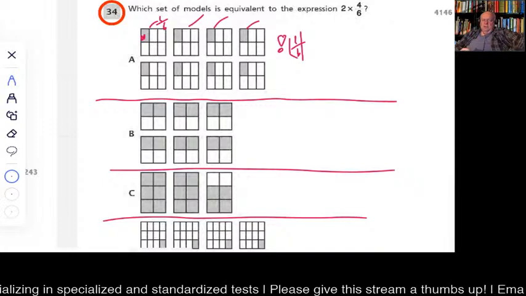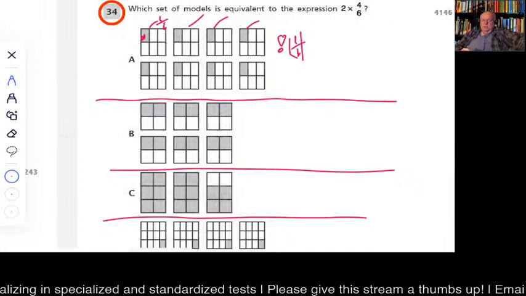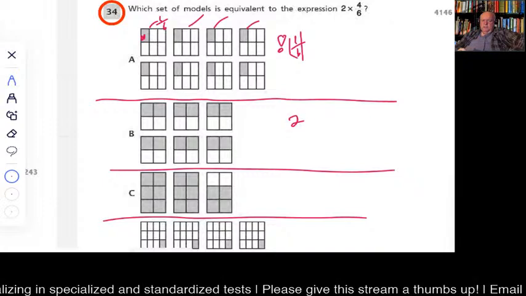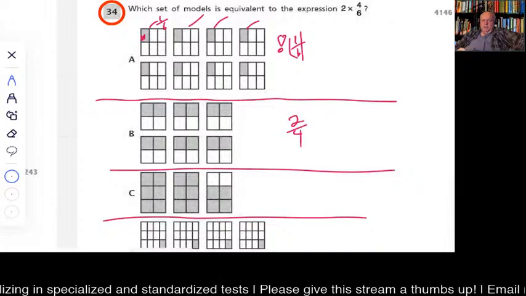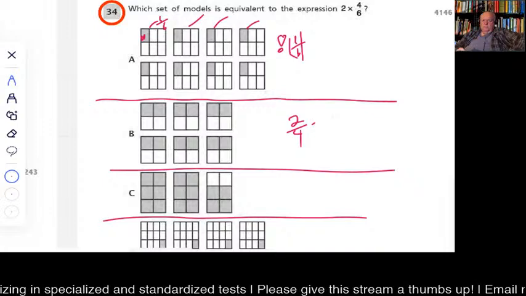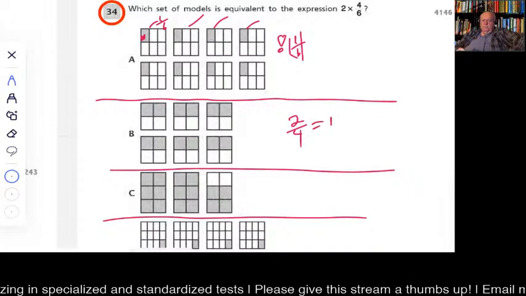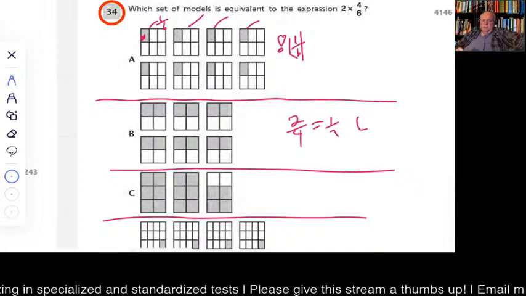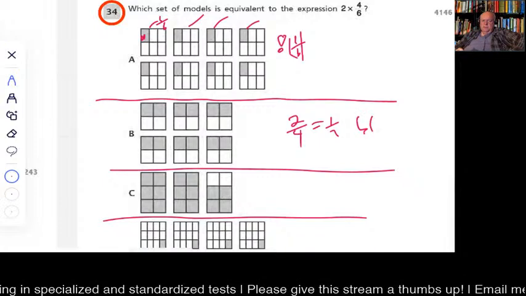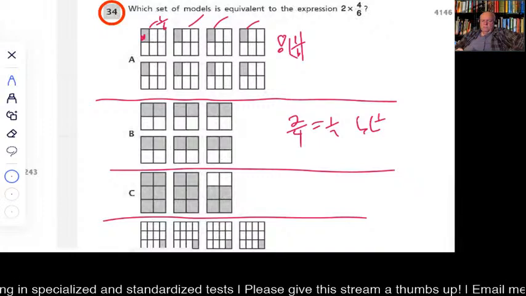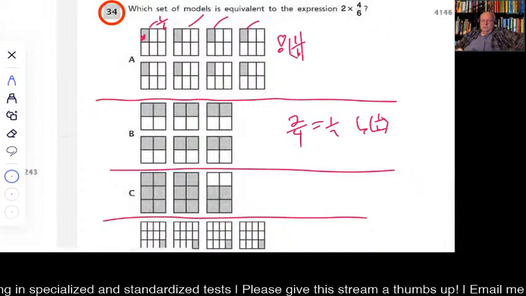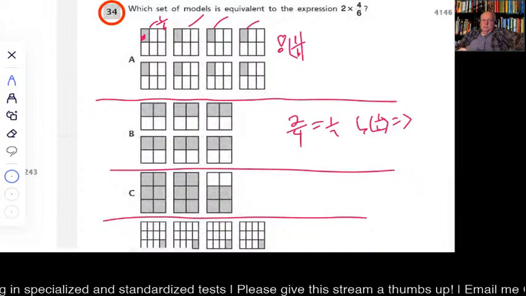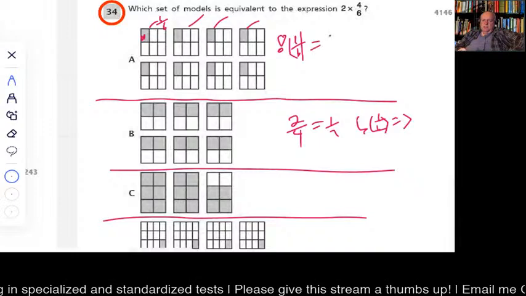Okay. B has 2 out of 4, or it's the same as a half. And it has 6 of those. So that's basically 6 times a half then, and that's equal to 3, by the way. And by the way, 8 times the 6th up here is equal to 8/6.